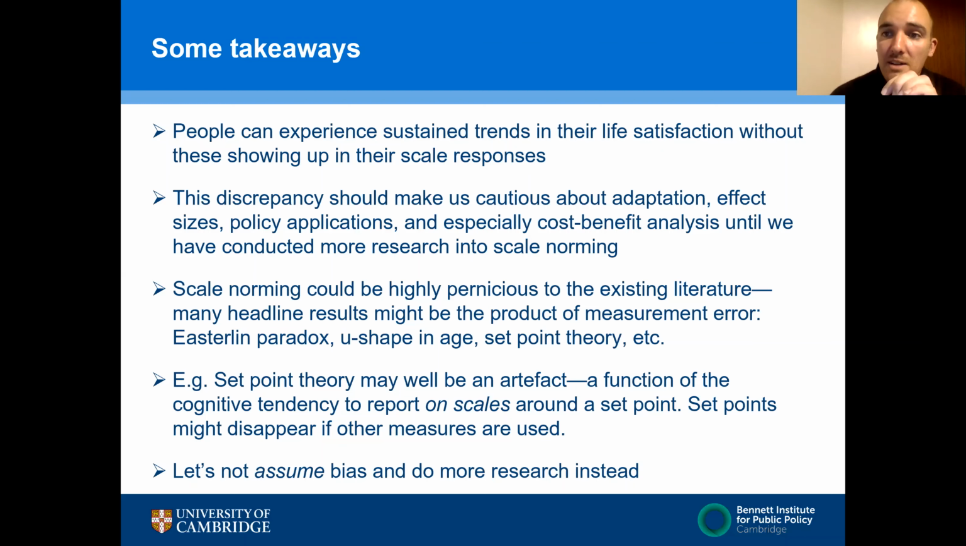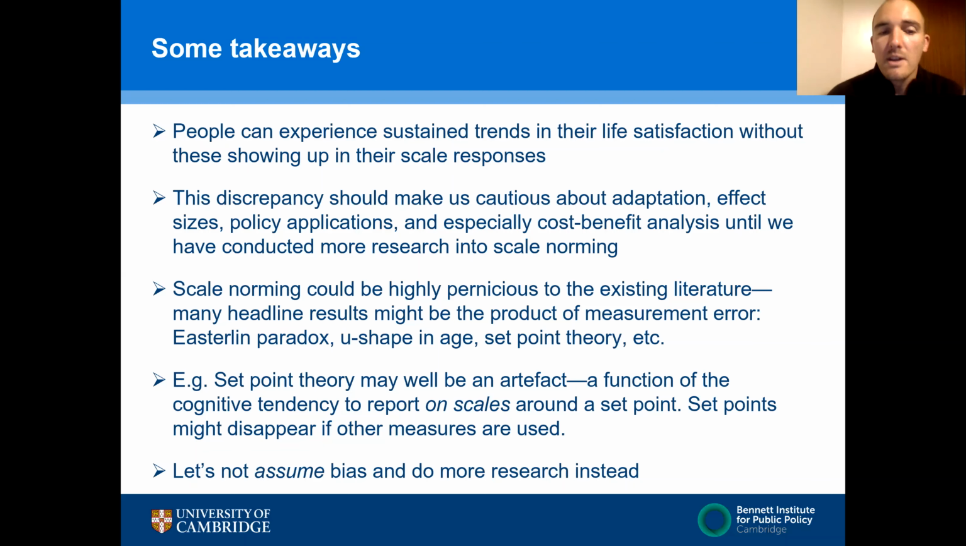I think we need to conduct more research into scale norming before we jump ahead. Scale norming could be highly pernicious to a lot of these findings. So I think the Easterlin paradox could easily be an artifact of discrepant scales between people in developing countries and people in developed countries and middle-income countries and all the other shades of development that you want to use. The U-shape effect in age could be about differences in scale use between elderly and middle-aged people.